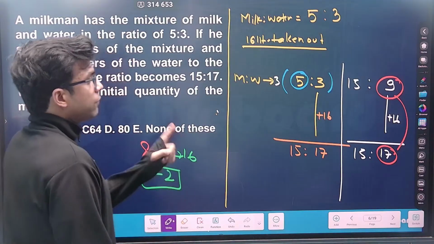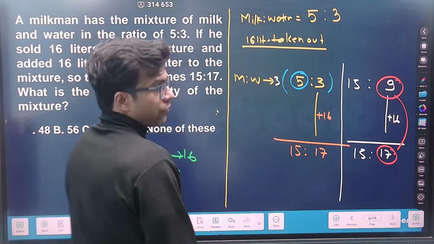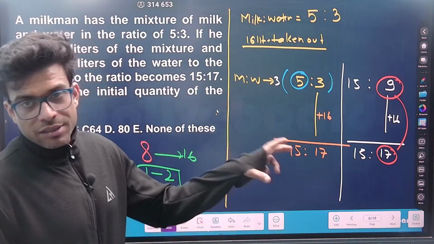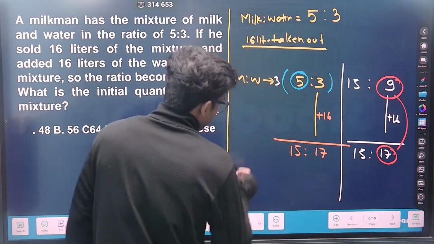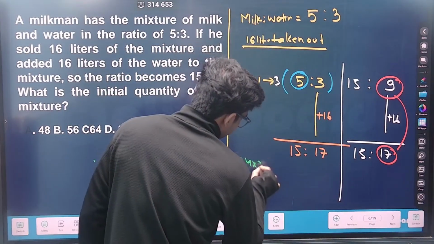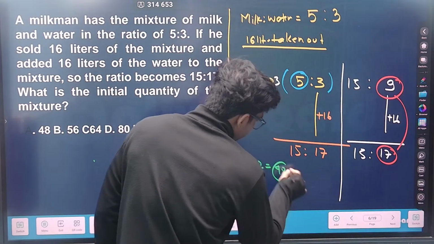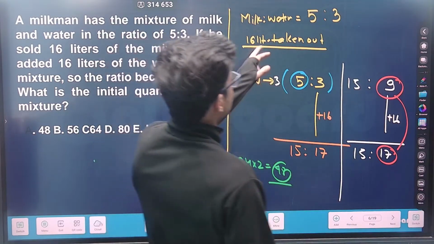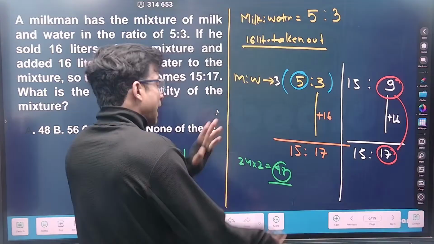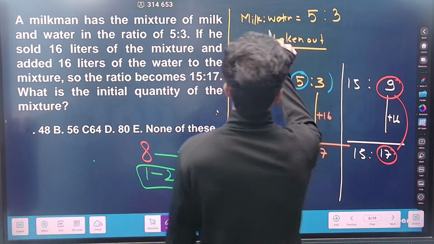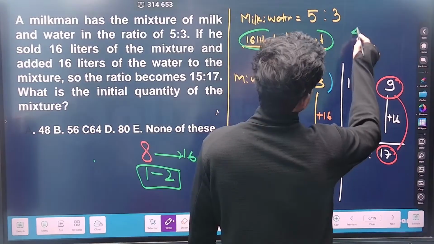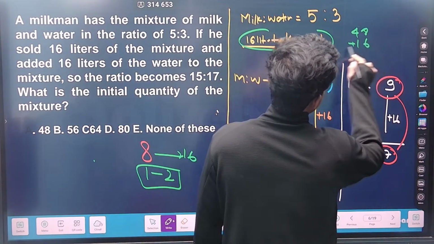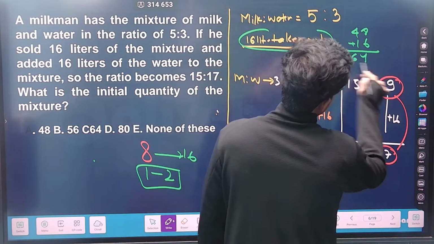Correct. If 1 is equal to 2, then what is the quantity here? This is 15, 15 plus 9 is what? 24. Then 24 would be equal to 24 into 2, that is 48. Now this 48 becomes when you have taken out the 16 liters. If you have taken out the 16 liters, then it becomes 48. Now if you add this 16 liters, means 48 plus 16. 48 plus 16 becomes what? 64. So the answer is 64.